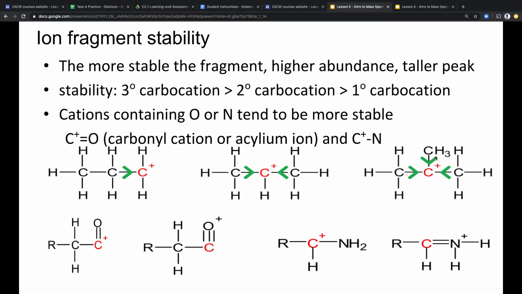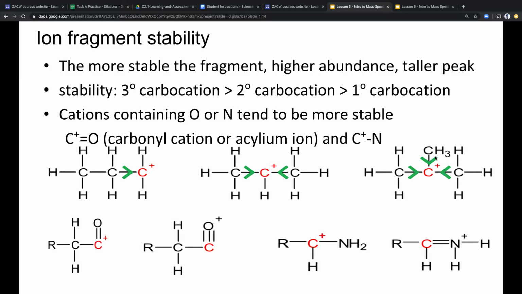So it's not entirely stable. It will fragment into smaller pieces. If the primary carbocation caused a peak on your spectrum, it wouldn't be very high, and it would further shatter into smaller pieces you would see on the spectrum. Whereas I would expect the tertiary carbocation to form a pretty high peak.